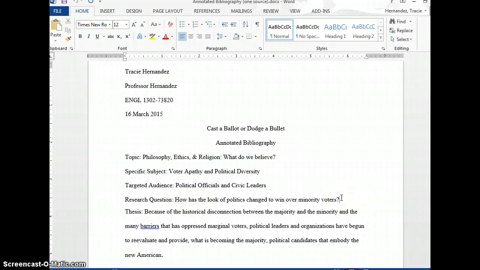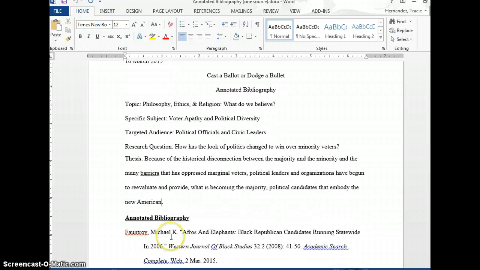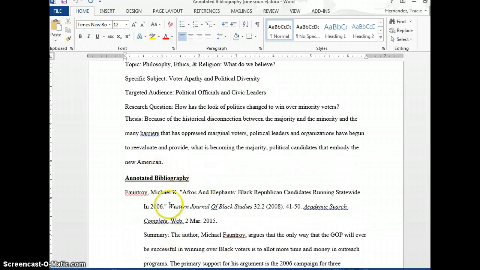Here's my question. I had mentioned it before, asking how has the look of politics changed to win over minority voters. And then here's my thesis. Now, your thesis is what they call a working thesis, but by the end of your annotated bibliography, you should be able to make a clear stand on your issue. And again, the only way you can do that is if you do solid research. So you need all this information at the very beginning and then followed by your annotated bibliography.